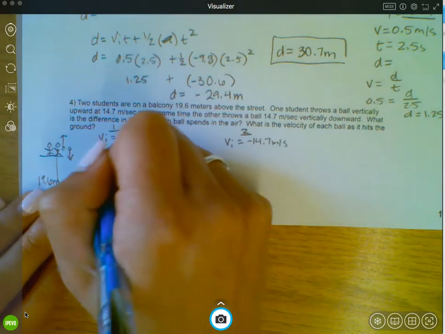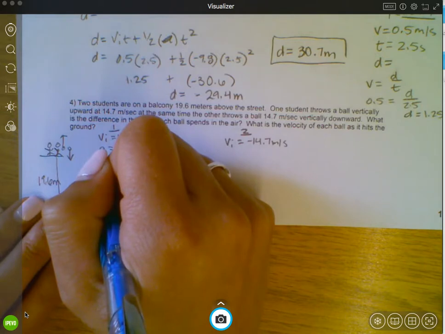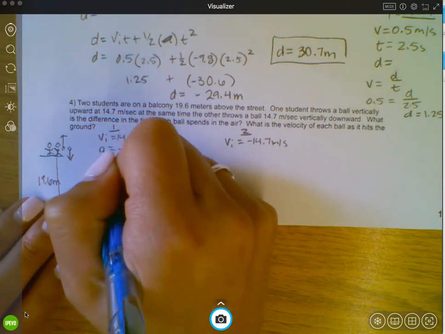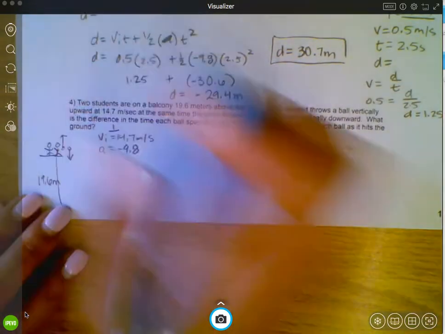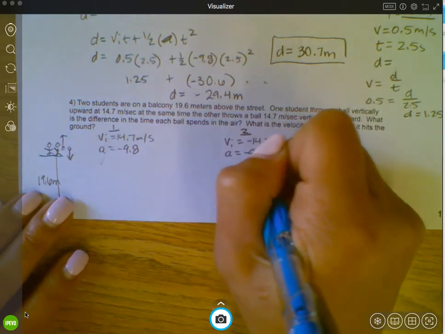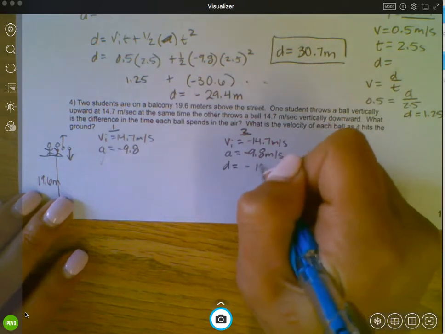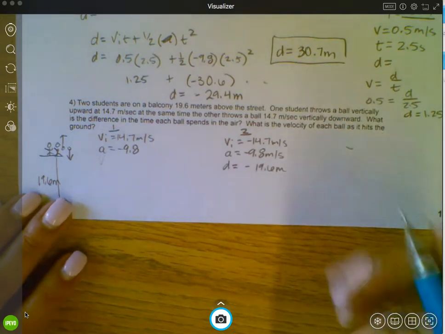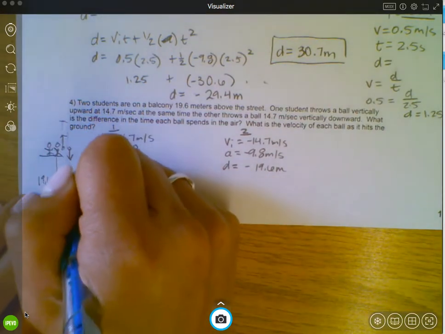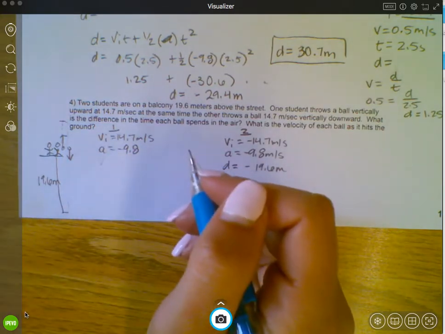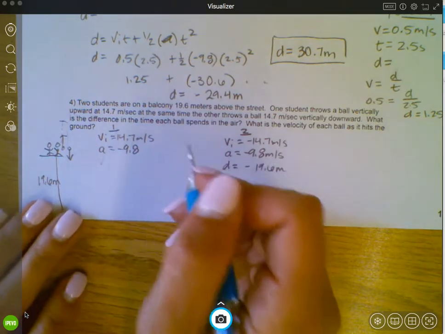All right, so let's see. So A is negative 9.8. Okay, so we know ball 2 is also negative 9.8. And we know ball 2's displacement is going to be negative 19.6. But ball 1 is actually going to go up, hit a max height, and then fall back down. So we actually have to figure out how high up it goes first, because we have to account for that.